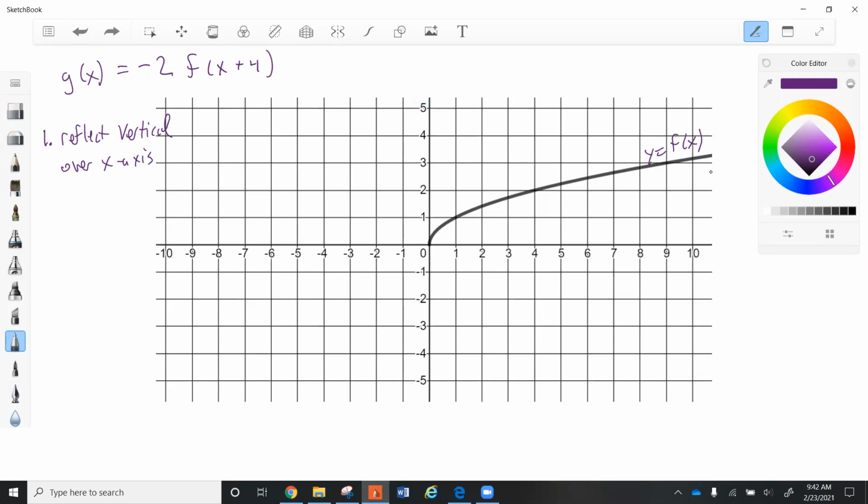So to reflect over the x-axis, what I'm going to do is take every point on this graph and flip it down. So the point at 1, 1 is going to become 1, negative 1. And the point here at 4, 2 is going to become 4, negative 2, and so on. So what I'm going to get is this graph.